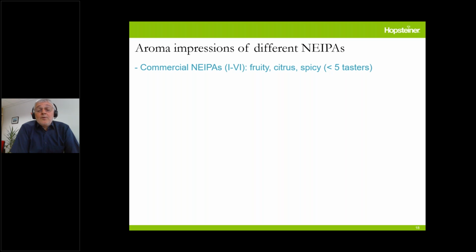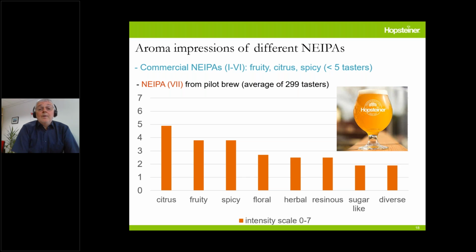So only a very small panel gave some feedback on the aroma, and most descriptions were in the direction of fruity, citrus, and spicy for these beers. But for our pilot brew, New England IPA, we have a very large panel because we had served this at the Brau exhibition in Nuremberg. And so we got the feedback of 299 tasters in the end.